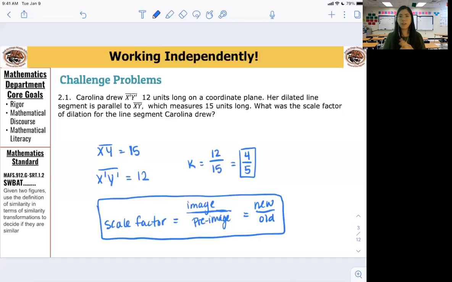Any questions on that? Prime is the image, yes. So pre-image and then image. Cool. Any other questions? All right.